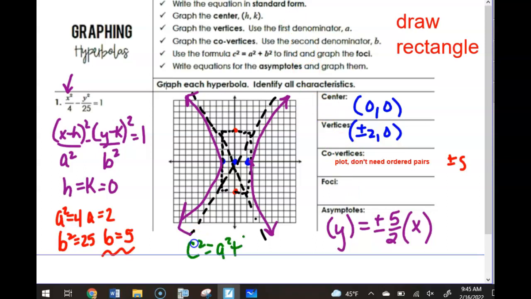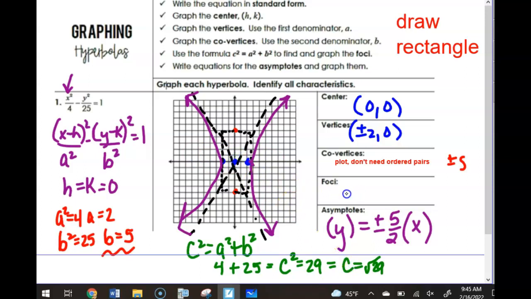All right, to find the foci, that's when we have to finally do that c squared equals a squared plus b squared. Well, a squared was 4, b was 5, but b squared is 25. So we get c squared is 29. So c is the square root of 29. And it's inside, so it's on the x-axis here. It's c units from the center, okay?